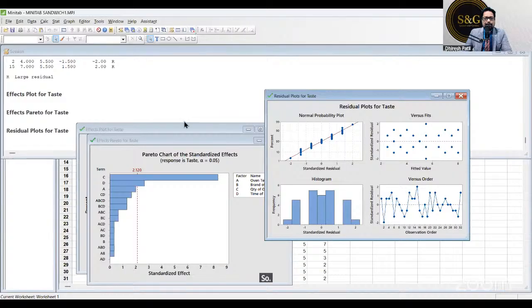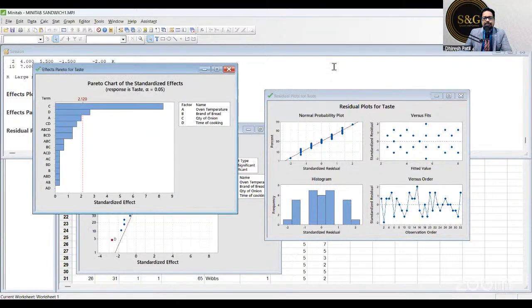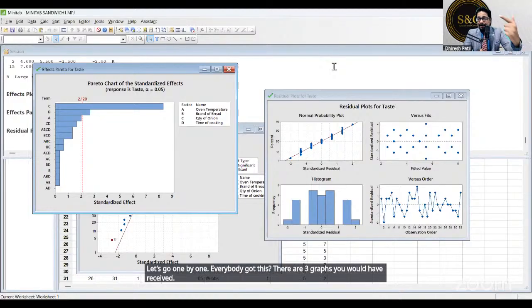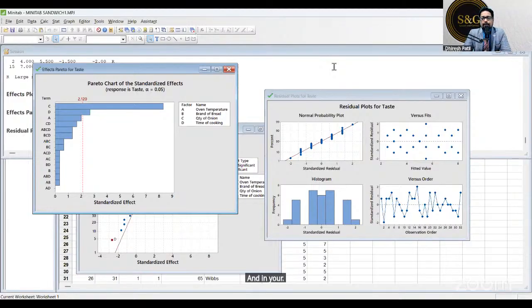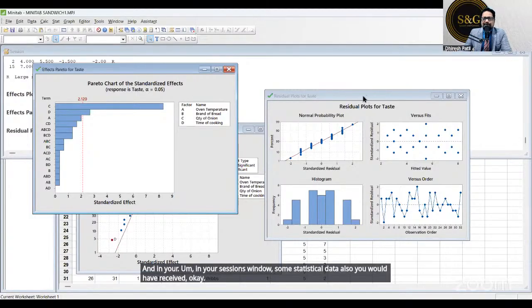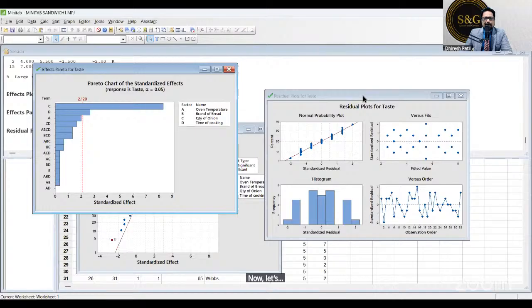So there are multiple graphs you would have received like this. Let's go one by one. Everybody got this? There are 3 graphs you would have received, and in your sessions window, some statistical data also you would have received. Okay. Now let's figure out one by one.